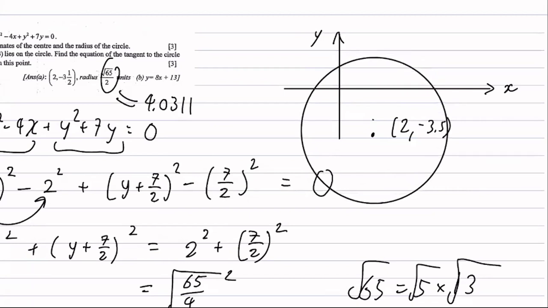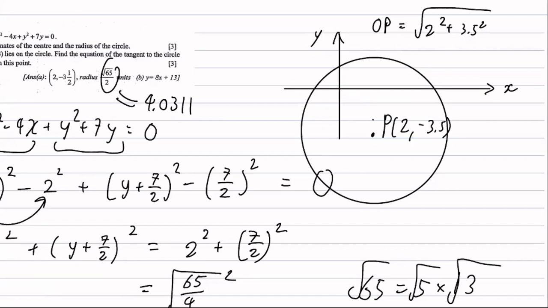What's the strategy? You're supposed to find the distance between origin and center. Then you compare it with what? Compare with the radius. Okay, so let's just call this point P. Then in this case, the length OP will be what? Square root of 2 squared plus 3.5 squared. That would be, I have no idea. I need a calculator for this.